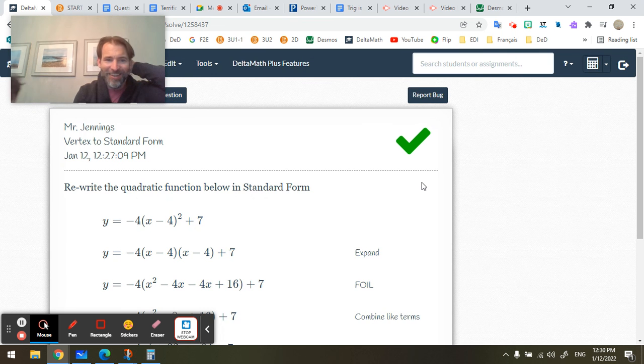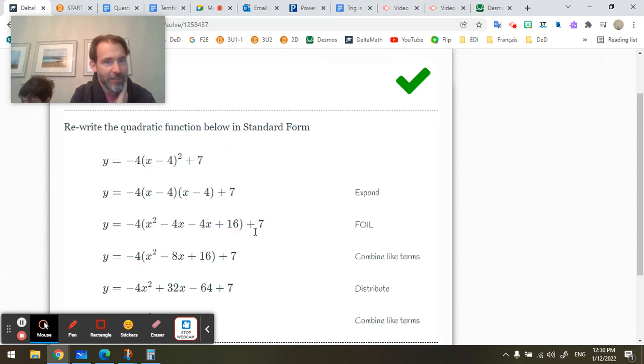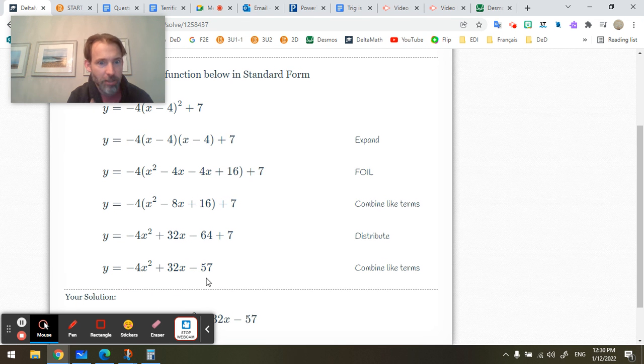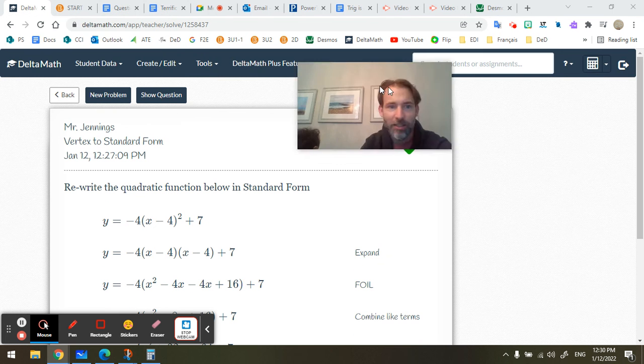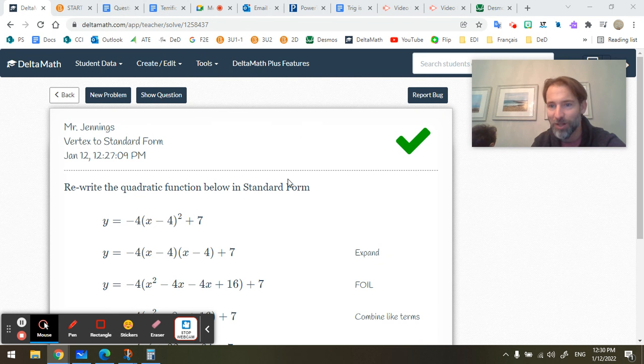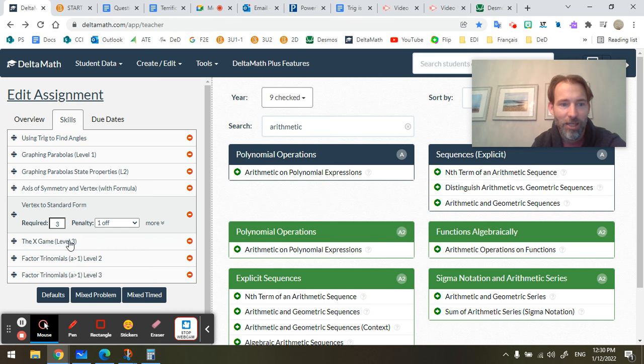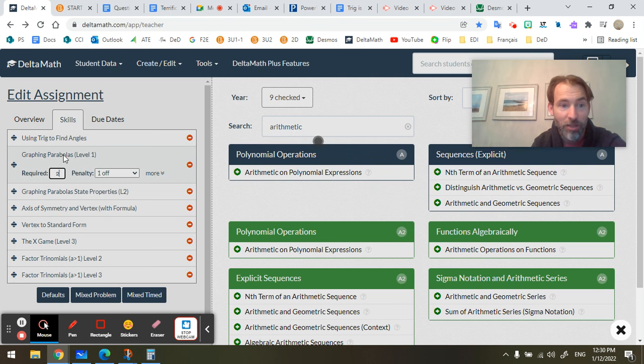Yay! Okay, they did exactly the same thing as Mr. Jennings. It's almost like the Delta Math is multiplying my power as a teacher because it allows you to see many more examples very quickly. Okay, so that's how you do these types of things, everybody. I've got some more X game for you and just more factoring practice. And actually, no, I've covered everything except for graphing parabolas here.